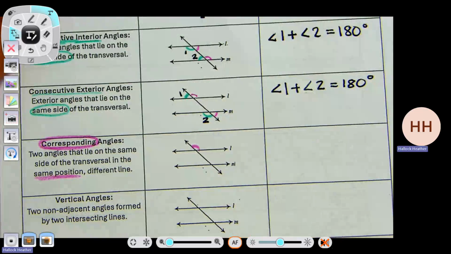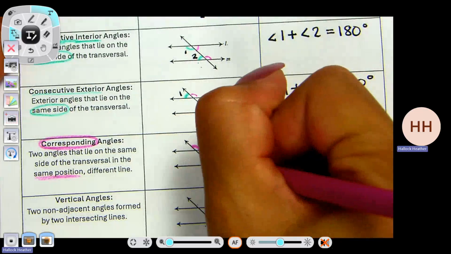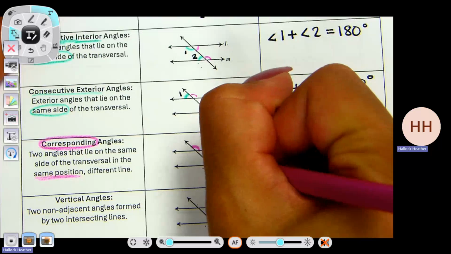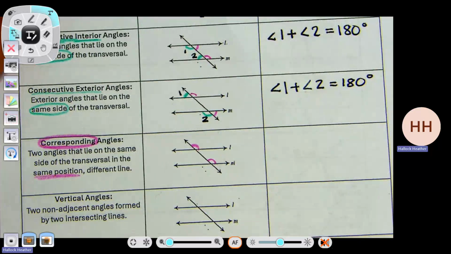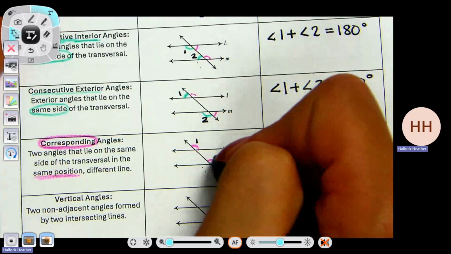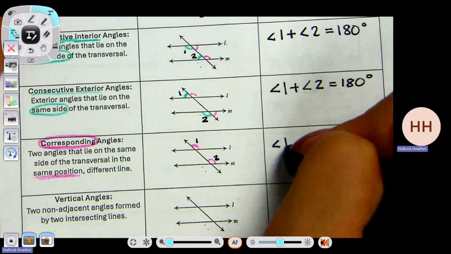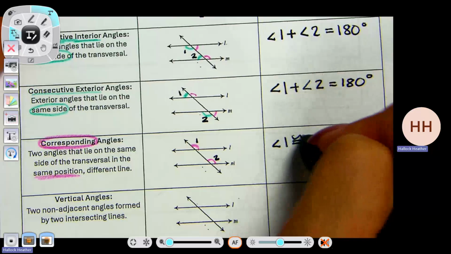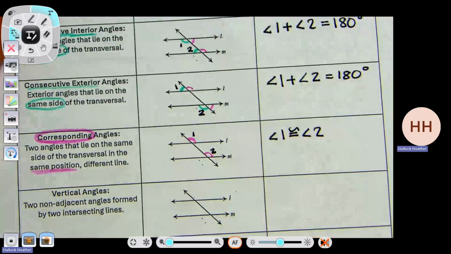And you're looking for the same exact position, just slid down. So it'd be right here. These are in the same spot, just in the other line. These are congruent to each other. They're both obtuse in this case. So angle 1 is congruent to angle 2. So while you're filling that in, I'll show you the other ones.